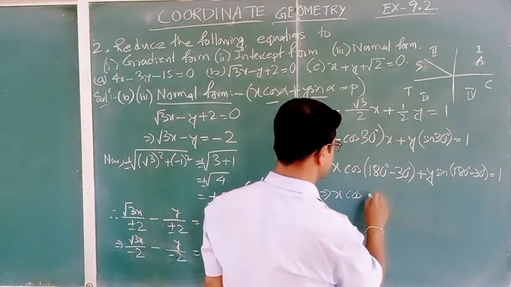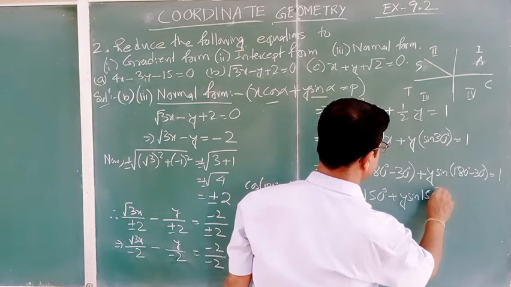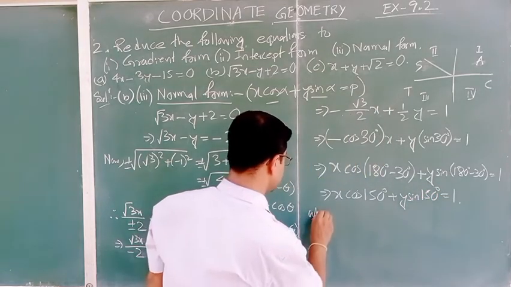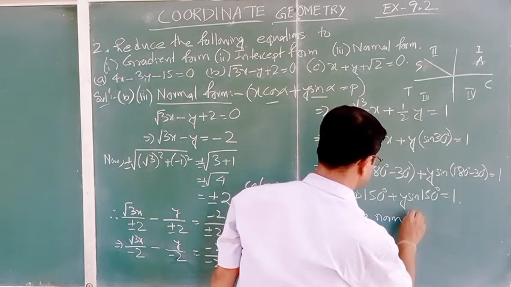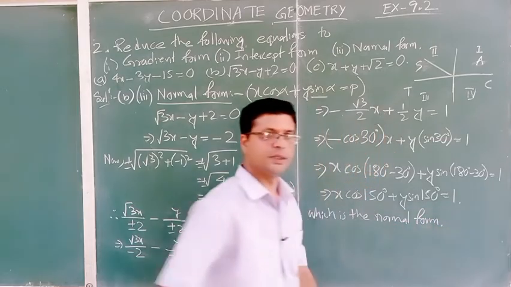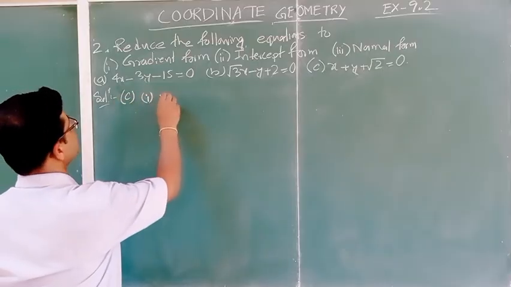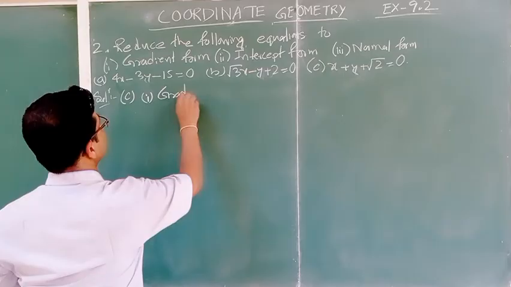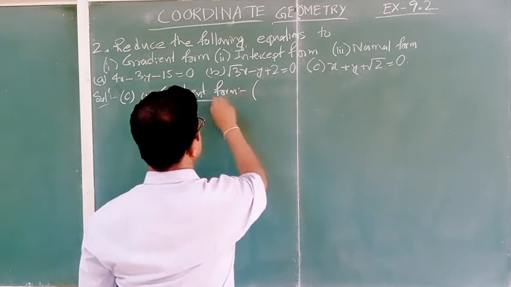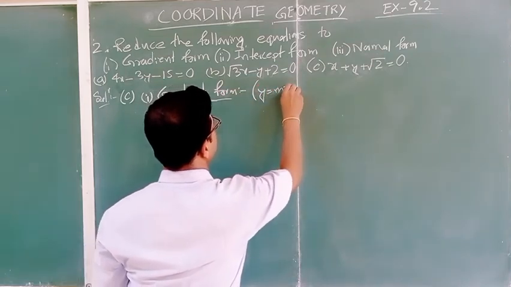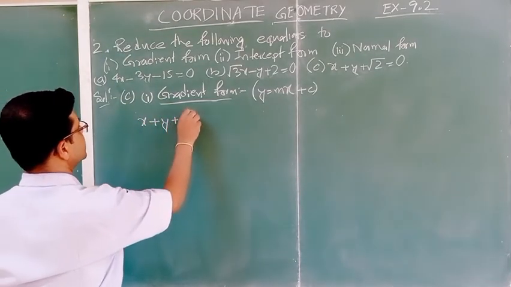Cos 180 minus 30 is 150 degree, plus y sine of 150 degree is equal to 1, which is the normal form. Have you understood? Now dear students, number C is left. Let us do number C, and in number C we have to write at first the gradient form. Again the gradient form, we know that it is y equal to mx plus c. So the equation is x plus y plus root 2 equal to 0.